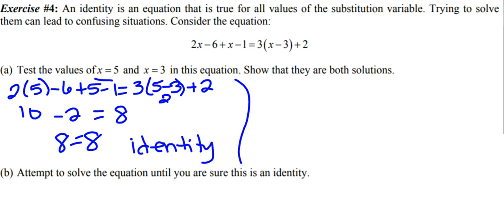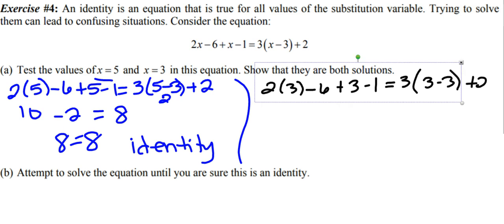Now let's try with 3. Let's see what that comes up with. So I have 2 times 3 minus 6 plus 3 minus 1 equals 3 times 3 minus 3 plus 2. So this would be 6 minus 6, which is just 0, so that goes away. 3 minus 1 is 2. 3 minus 3 is 0, so 3 times 0 is 0. So 2 and 2. So as you can see, it's identity here.